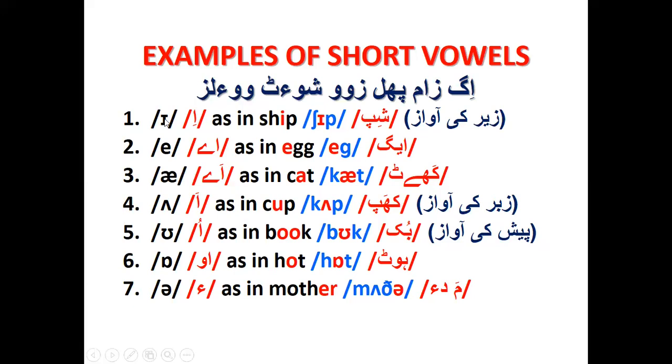For example, the short vowel is i. If we make it longer, it becomes longer. Is it right? Yes, sir. For example, we say a, and if we make it longer, it becomes longer. For example, this is u, but if we make it longer, it becomes longer. So these are the short vowels.